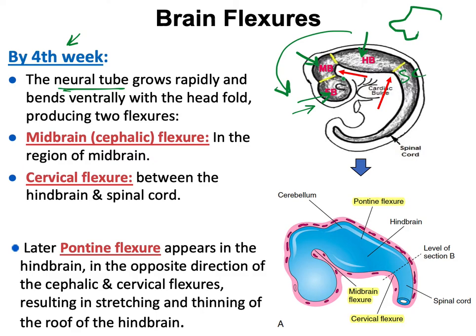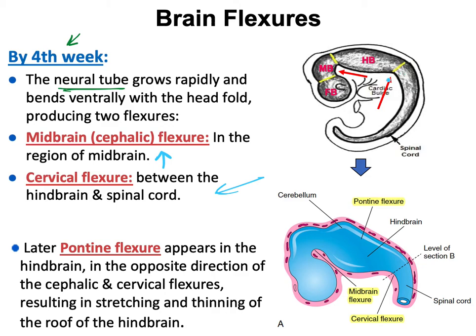Excellent. So let me erase these things now and say at the midbrain or mesencephalon, you have a flexure here. We call it the midbrain flexure or cephalic flexure. This is the first one, which is in the region of the midbrain. You have another flexure, which is between the hindbrain and the spinal cord. You know, the hindbrain is the last part of the brainstem. That means between the brainstem and the spinal cord. Remember that, which is now called the cervical flexure. Cervical flexure. Now, those are ventrally, right?